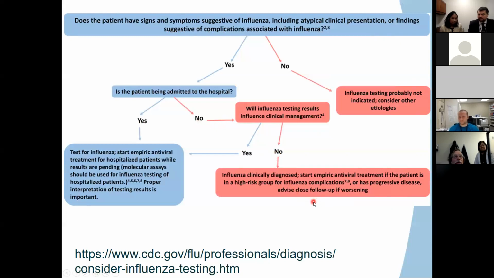Yes, and influenza testing can be pretty expensive. Some of the facilities we work with say they're spending so much on influenza testing, and if they're seeing a whole lot of it, or if they just suspect it, they can just treat, and they don't need to spend the money on testing. And then the other decision branch down here is, if the patient is being admitted to the hospital, test for influenza and start antiviral therapy. That's the important thing. Don't wait for the results to come back.